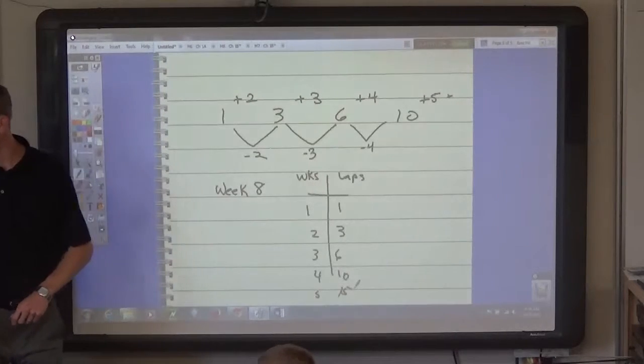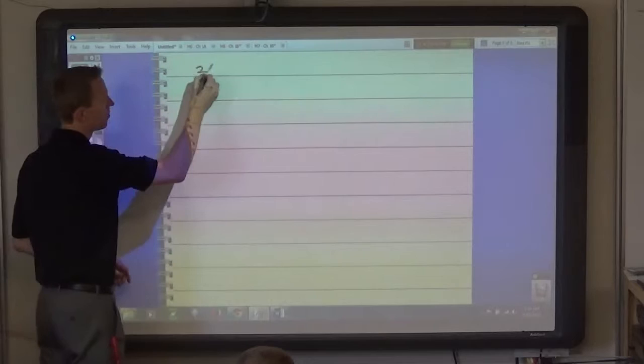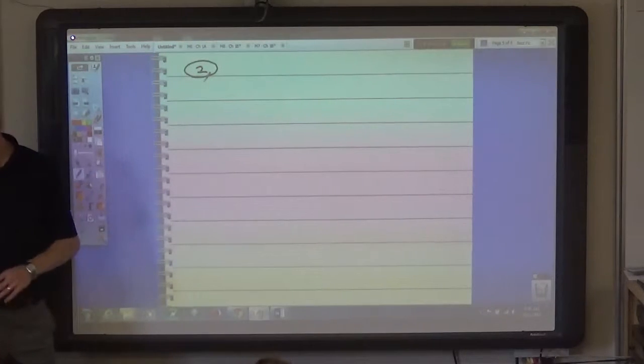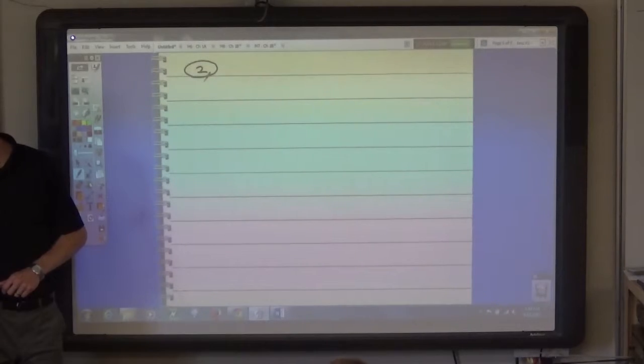How about number 2? Let's do number 2 together. Page 42. Students are to march in a parade. There will be 1 first grader, 2 second graders, 3 third graders, and so on through 12th grade. How many students will march in the parade?